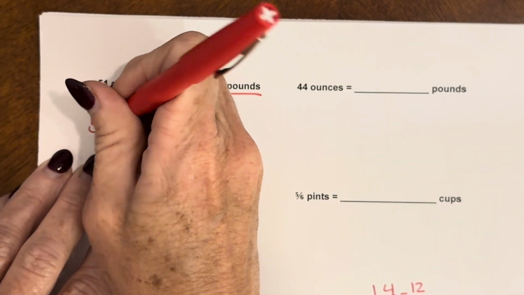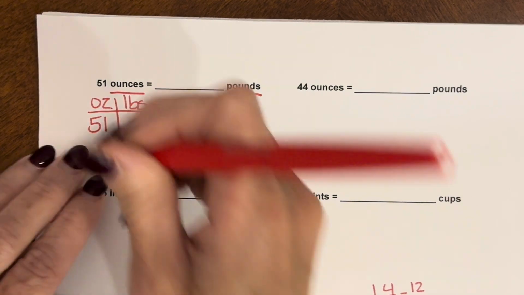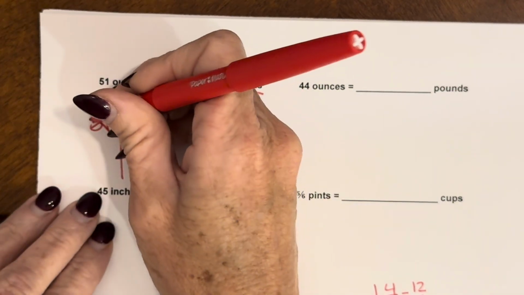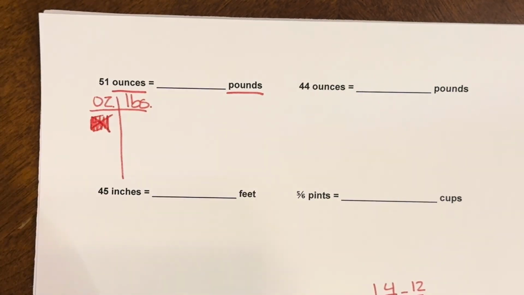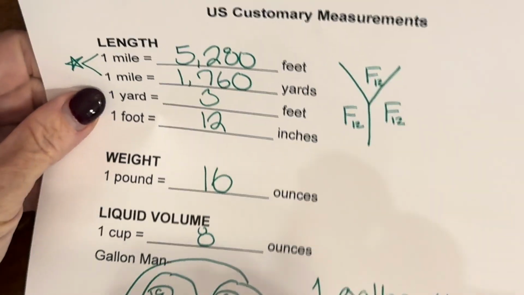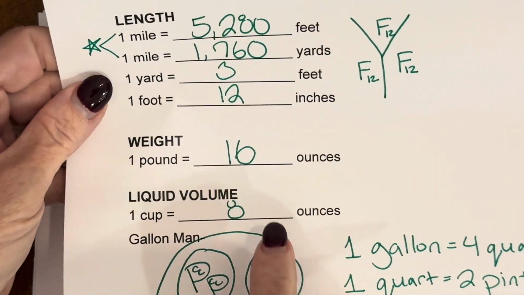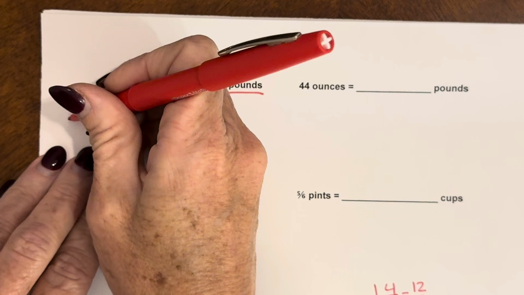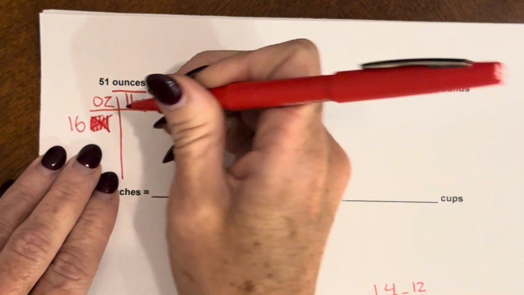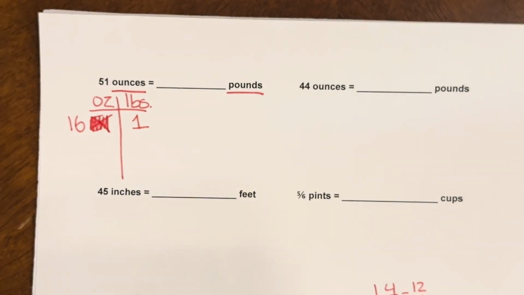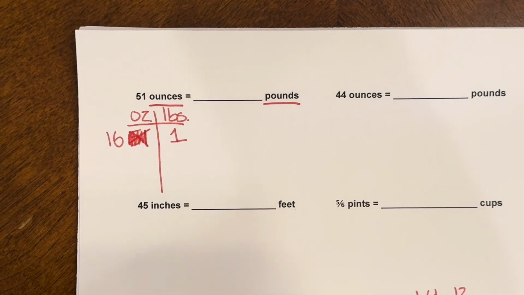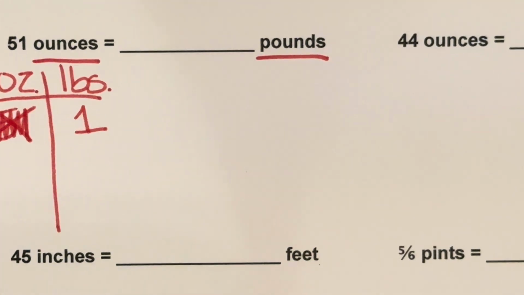So 51 ounces, I'm sorry, friends, I should not have done that. I'm not there yet. I first need to see what my basic measurement is. What do I know about ounces and pounds? Well, I know that 16 ounces equals 1 pound. So 16 ounces equals 1 pound. Maybe you're noticing something really different here. And I'm going to zoom in because this one's going to be kind of a trickier one.